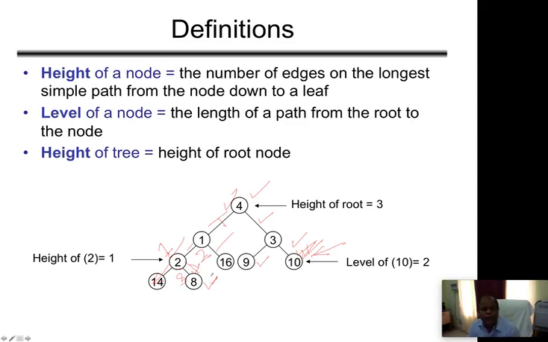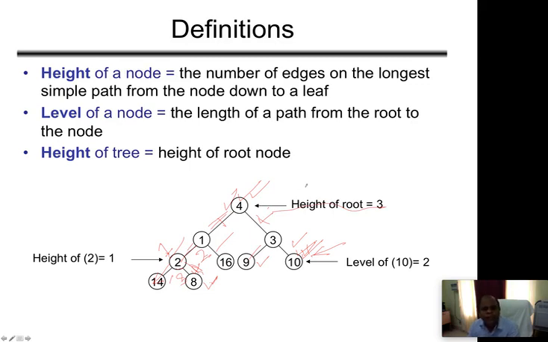And the height of a tree. The height of a tree is nothing but the height of the root node. The height of a node means the longest path from this node to a leaf. Hence, from the root, what is the longest path? This path is not the longest. This path is the longest to reach this leaf or this leaf. Hence, 1, 2, 3. The height of this node is 3. Okay. Hence, the height of a tree is the height of the root node.